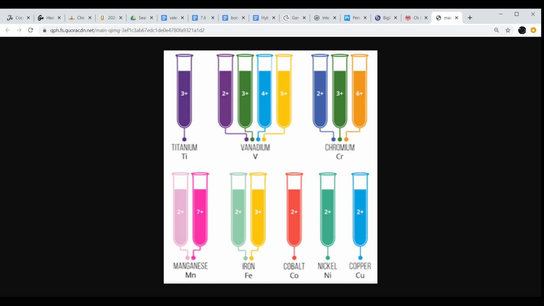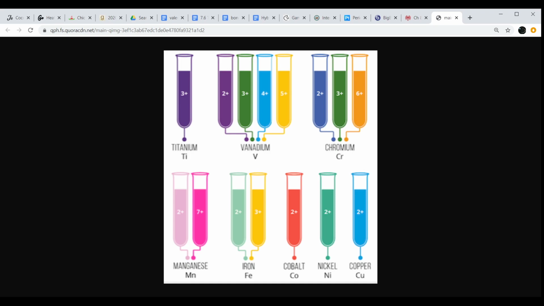Titanium usually is +3 and it ends up being purple. But with a compound like vanadium, when you have a vanadium 2 solution, it's purple. When you have a vanadium 3 solution, it looks green. Vanadium 4 is blue and vanadium 5 is yellow, okay? So these different solutions will have a different color to them.